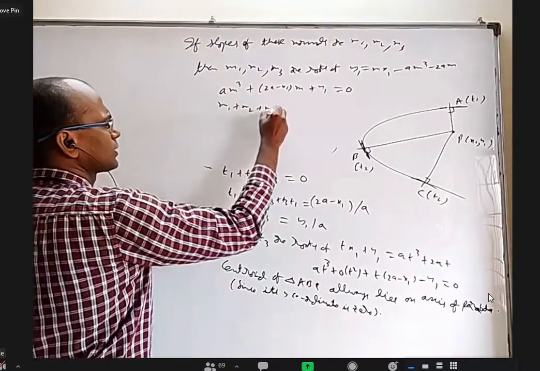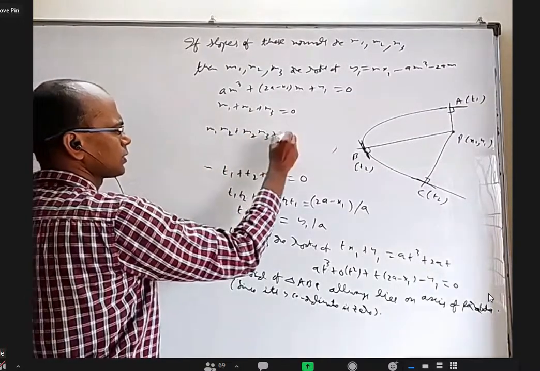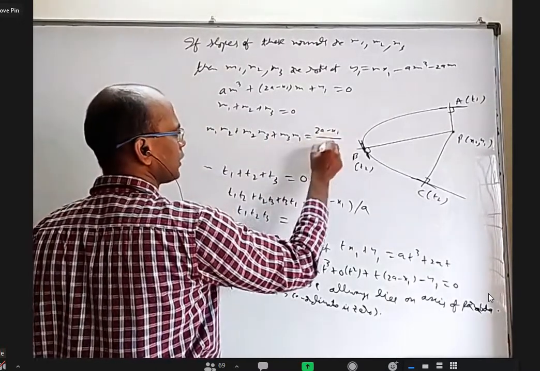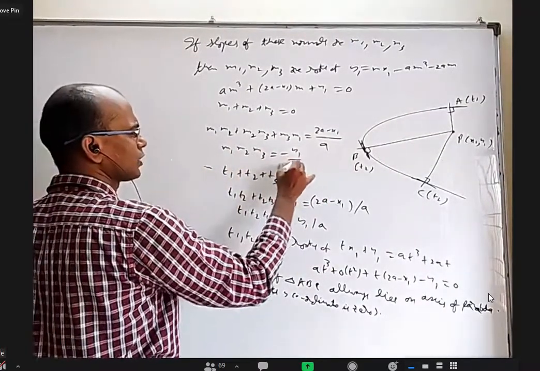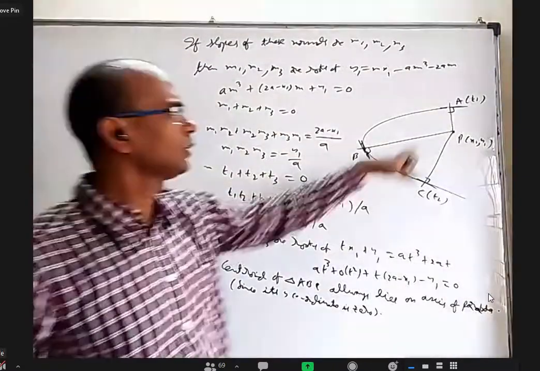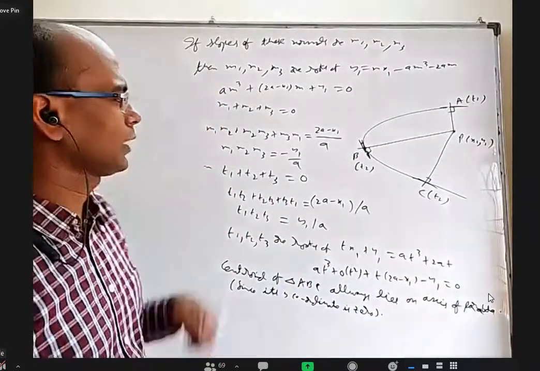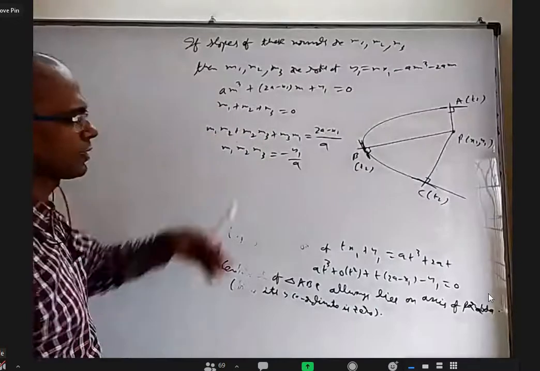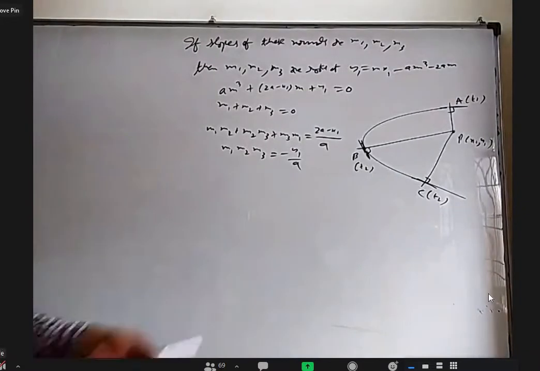M1 plus M2 plus M3 is 0. M1 M2 plus M2 M3 plus M3 M1 is (2a minus x1) by a. And M1 into M2 into M3 is minus y1 by a. Basically, T1 is minus M1, T2 is minus M2, T3 is minus M3, because slope of normal is minus T1. That's why wherever T1 is there, you write minus M1. But sometimes we'll use it, so you write it in the same point continuation.